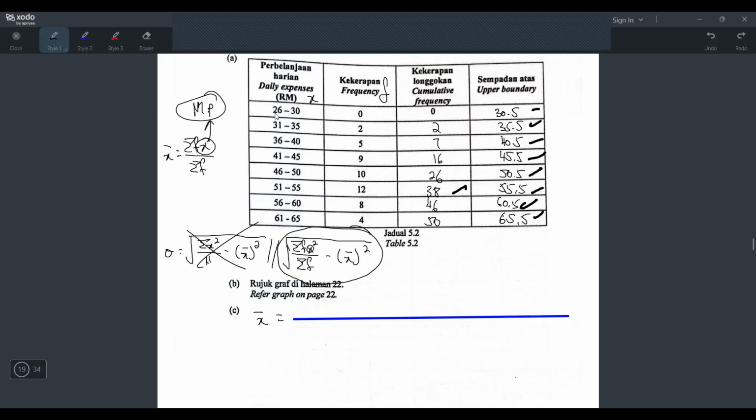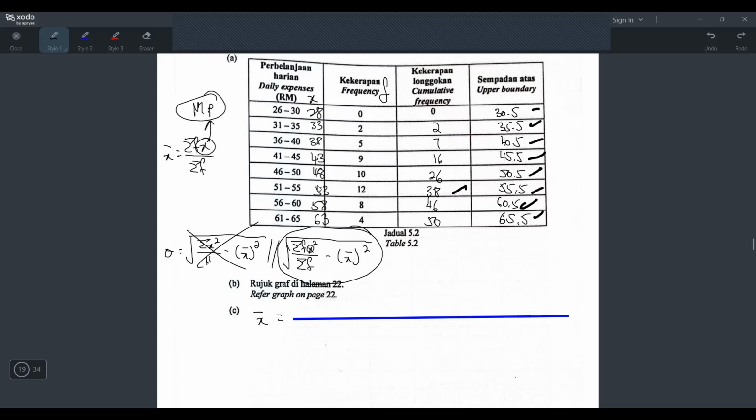So how to find midpoint? 26 plus 30 divide 2. But make sure you tekan equal dulu, baru bahagi dulu. 31 plus 35 equal bahagi 2. So you get 33. And then this one is 38, 43, 48, 53, 58, 63.